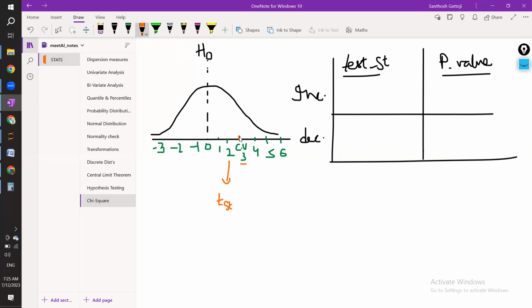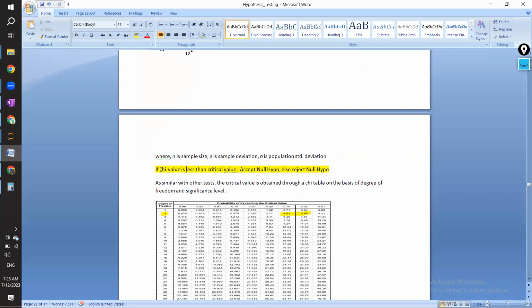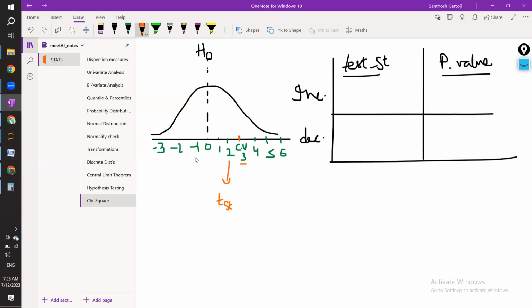The critical value is over here. My test statistic is less than the critical value, that means 2 or 1. It is less than the critical value, so I am moving towards the null hypothesis. If the test statistic, a chi-square value or any test statistic, is less than the critical value, accept the null hypothesis. So if your test statistic is less than the critical value, accept.